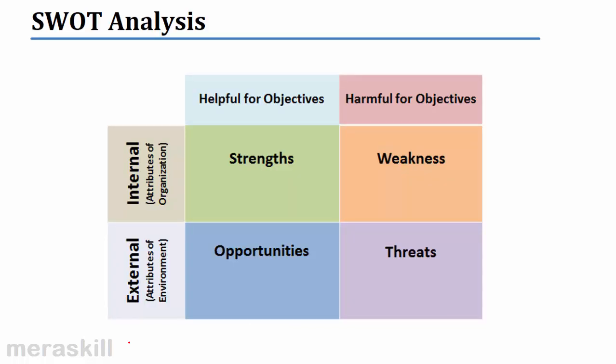The SWOT analysis, strengths, weaknesses, opportunities and threats, is something we have already done. This is how we could place it like this. What are helpful for the objectives? Strengths and opportunities are what will help us to achieve our objectives quickly. So we need to build on our strengths and make the most of the opportunities. What is harmful? The weaknesses. Our weaknesses are harmful. So what do we do? We try to overcome these weaknesses, and we try to minimize our threats.